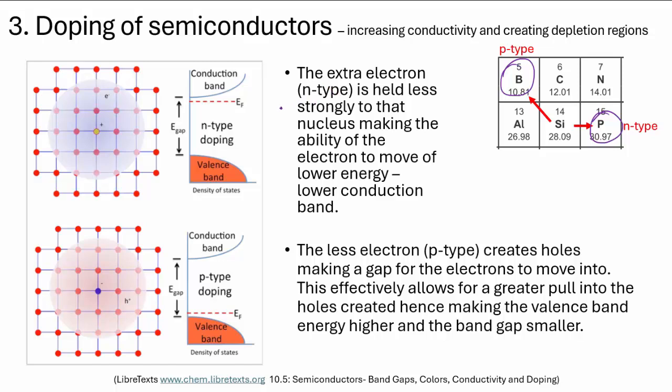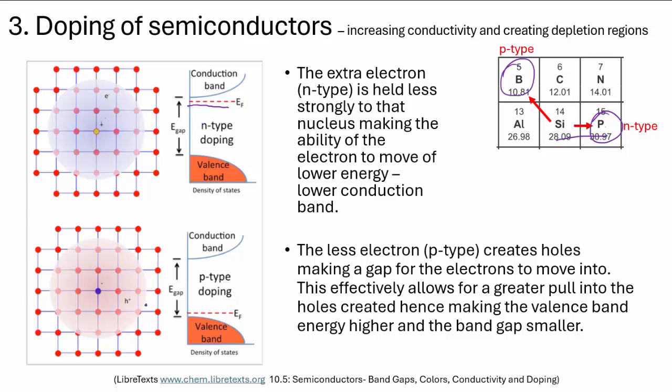So here, the extra electron, so you've put in an N-type, so you put in a phosphorus, so it's different from silicon in that there's an extra electron available. All right, now this electron will be an excess electron, not held as tightly to the nucleus, and so that means the conduction band will be much easier to reach, so the band gap is decreased that way.